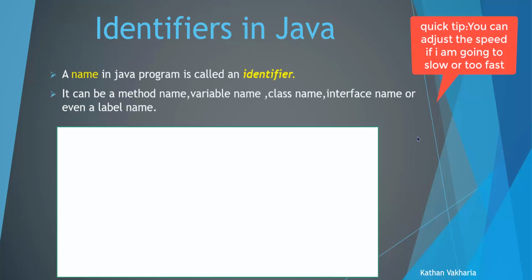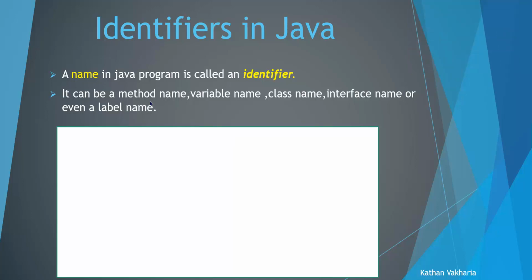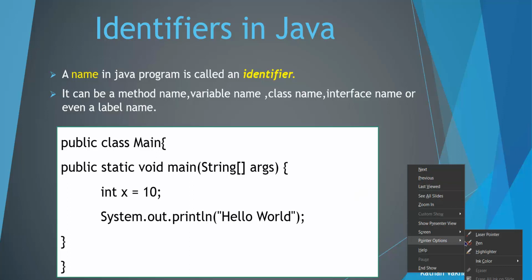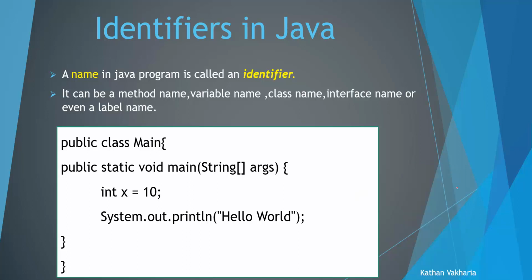A name in a Java program is called an identifier. It can be a method name, variable name, class name, interface name, or even a label name. It can also be a package name. But let's just discuss an example and find out what actually are identifiers. Okay, now here's a very simple hello world program I've written with some modifications. Now let's just try to count how many identifiers are present here.